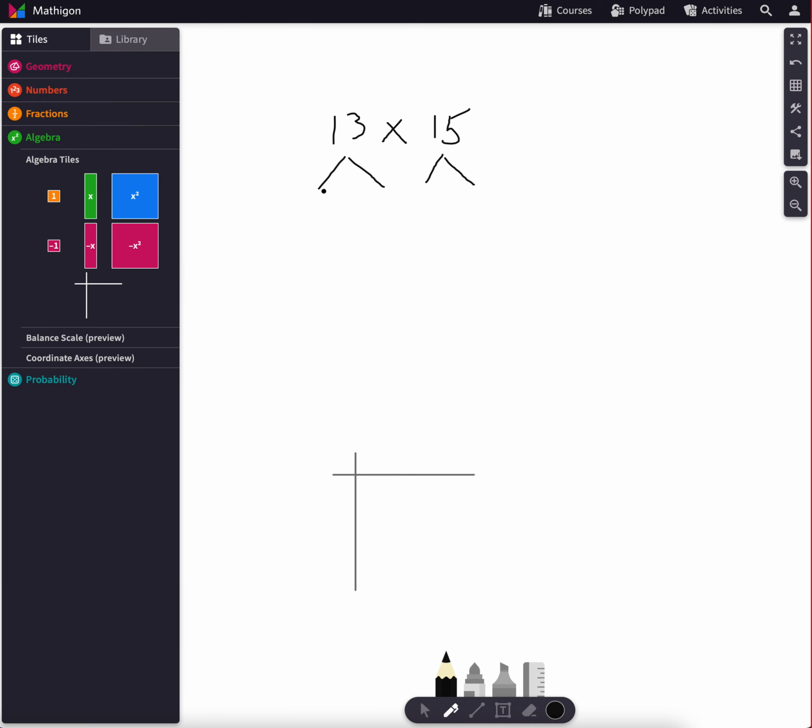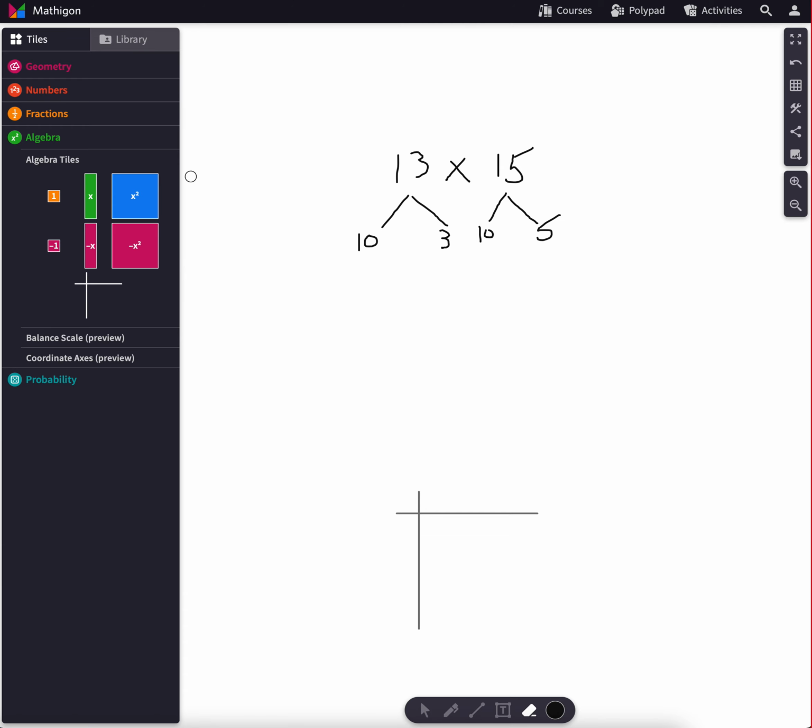Right. We could decompose 13 into 10 and 3. And we can decompose 15 into 10 and 5. Okay. And then really you could do 10 times 10. Actually, maybe not. Let's fill out the table. I'm just playing around here. I'm going to do it my way, and then we can check after to see if there's some shortcuts, okay?